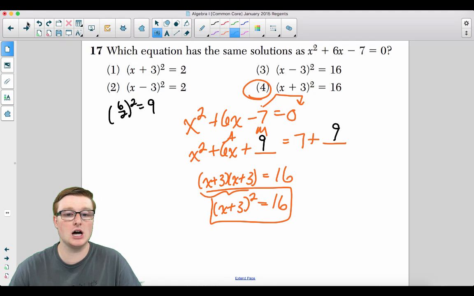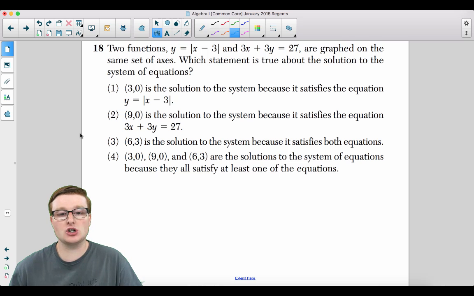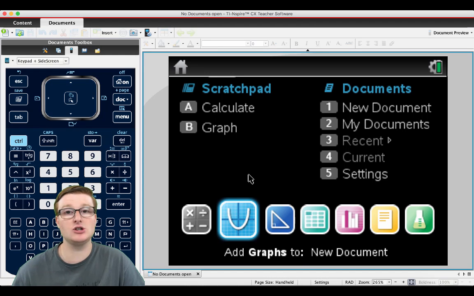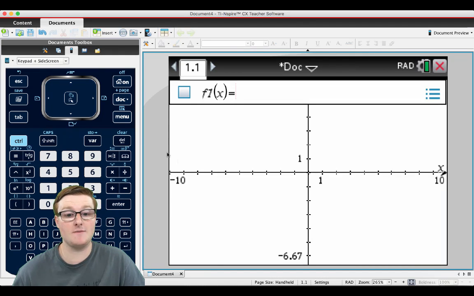All right, moving on. 18, two functions, y equals the absolute value of x minus 3 and 3x plus 3y equals 27 are graphed on the same set of axes. Which statement is true about the solution to the system of equations? So let's go ahead and graph this in your graphing calculator. I'm going to open up a new graph page.